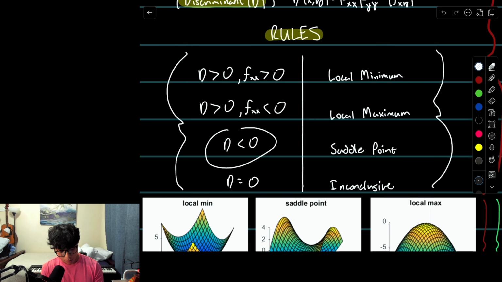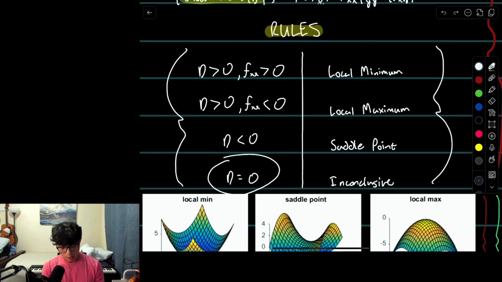Now it's different with a saddle point because it will be fairly obvious when your discriminant is going to be below 0. But if your discriminant does equal 0, that's going to be an inconclusive test and you have to find another way to do it, similar to how we did series in Calculus 2.